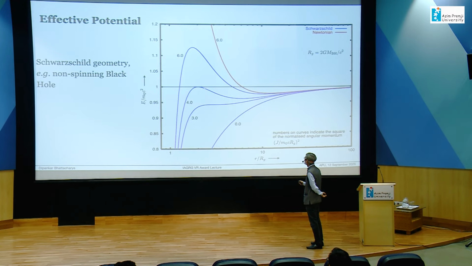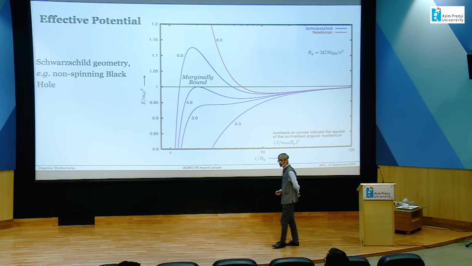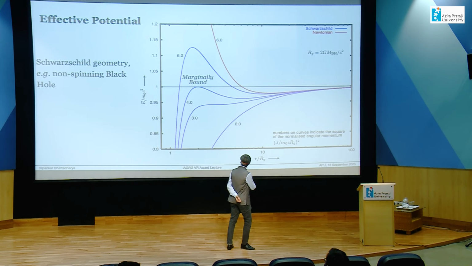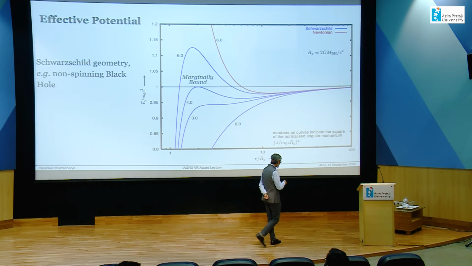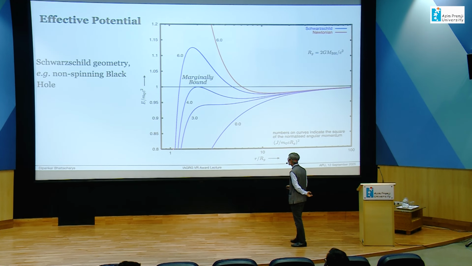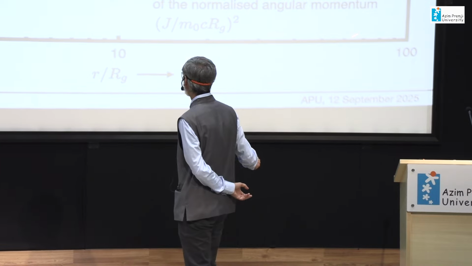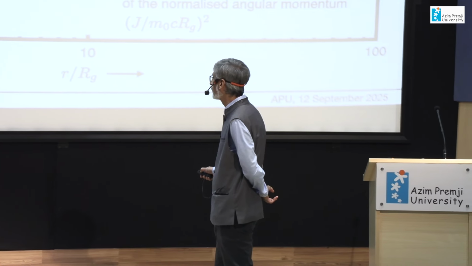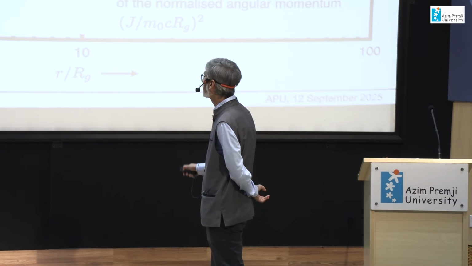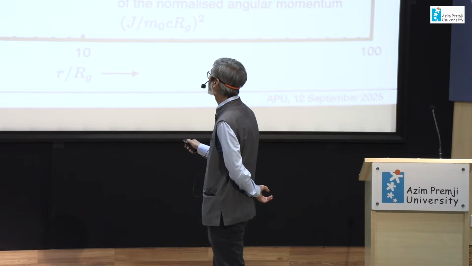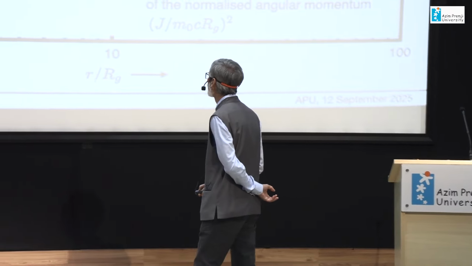So, let's name this something. This is a critical orbit. That's called the marginally bound orbit. And in Schwarzschild geometry, that has a radius of twice the horizon radius. This horizontal scale is radius in units of horizon radius. This is where the horizon is, and this is at twice the horizon radius.